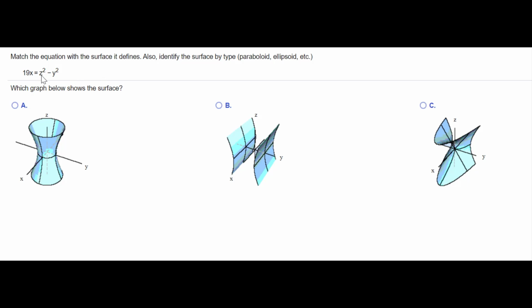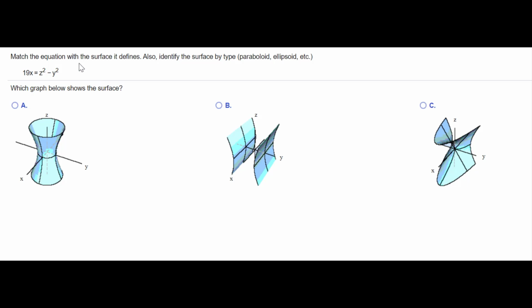Because if we just say that it's a variable squared minus another variable squared, and then equals our third variable, that was our hyperbolic paraboloid equation. And so out of our three choices, only one of them is a hyperbolic paraboloid. It's got to be C. But imagine if all three of these were hyperbolic paraboloids. You'd have to know which way this is oriented. So you have z squared minus y squared.